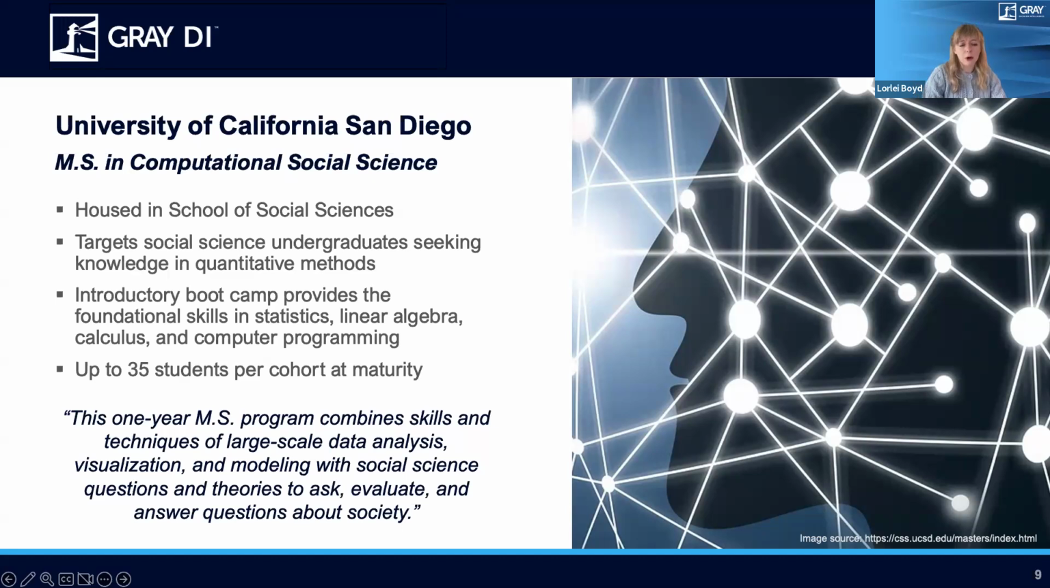Instead, there's a 1-year program that begins with a 10-week boot camp designed to provide those foundational skills needed in statistics, linear algebra, calculus, and computer programming. So this is a relatively new program launched in fall 2022, and at maturity, the target program size is 35 students. The program is STEM qualified. And that is computational social science.